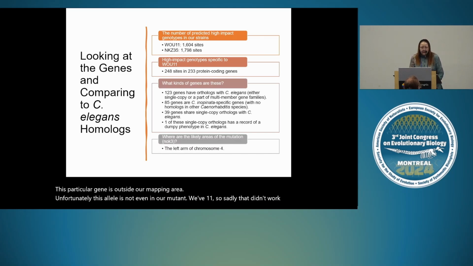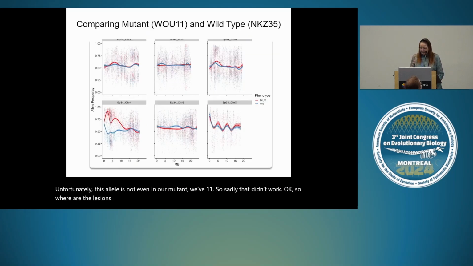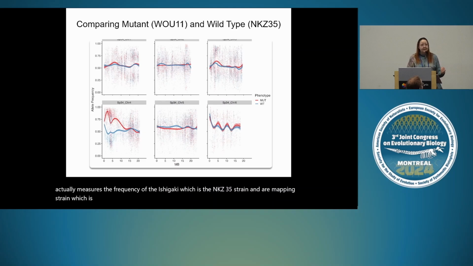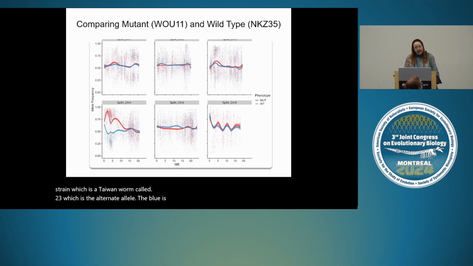Okay, so where are the lesions? This is actually mislabeled, my apologies. This is actually a bulk segregant analysis, not one-to-one analysis as it is labeled. The y-axis actually measures the frequency of the Ishigaki, which is the NKZ35 strain, and our mapping strain, which is a Taiwan worm called PX723, which is the alternate allele. The blue is our wild type F3s, and the red is our mutant type F3s.